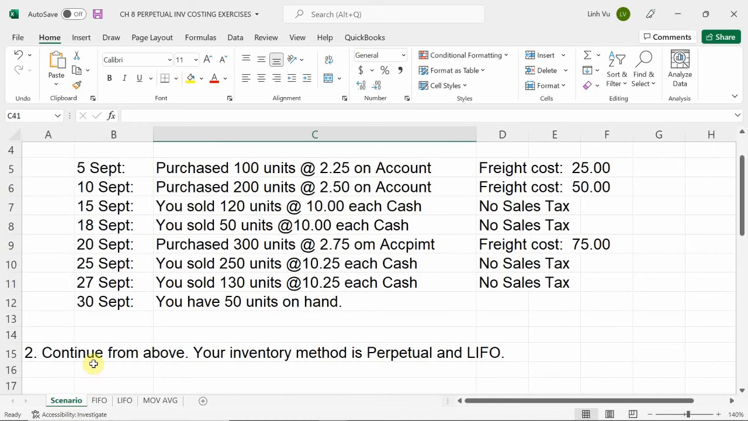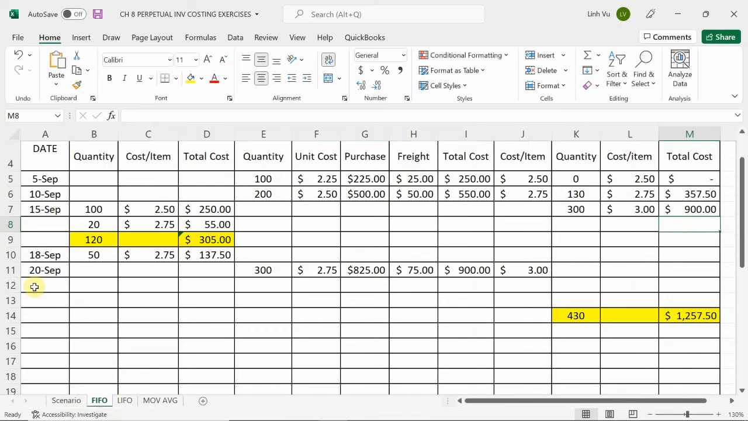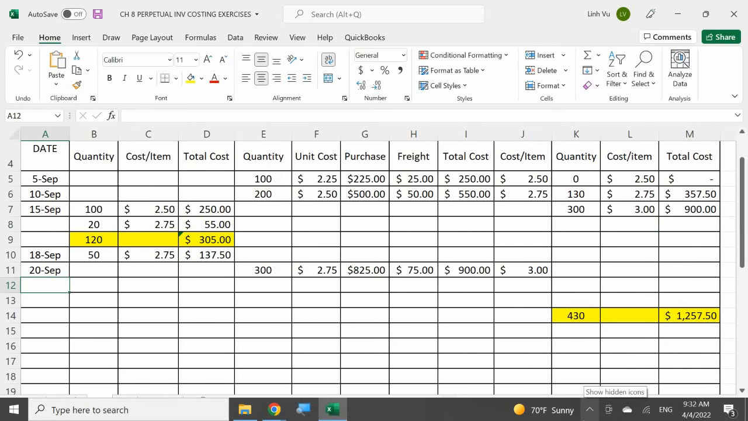$1,257.50. Okay. All right. So then on September 25th, you end up selling another 250 units, okay, for $10.25 each for cash, okay? So it is September 25th, and we end up selling 250 units. So in this case, right, looking at the rules of FIFO, which batch of inventory are we going to sell from first?